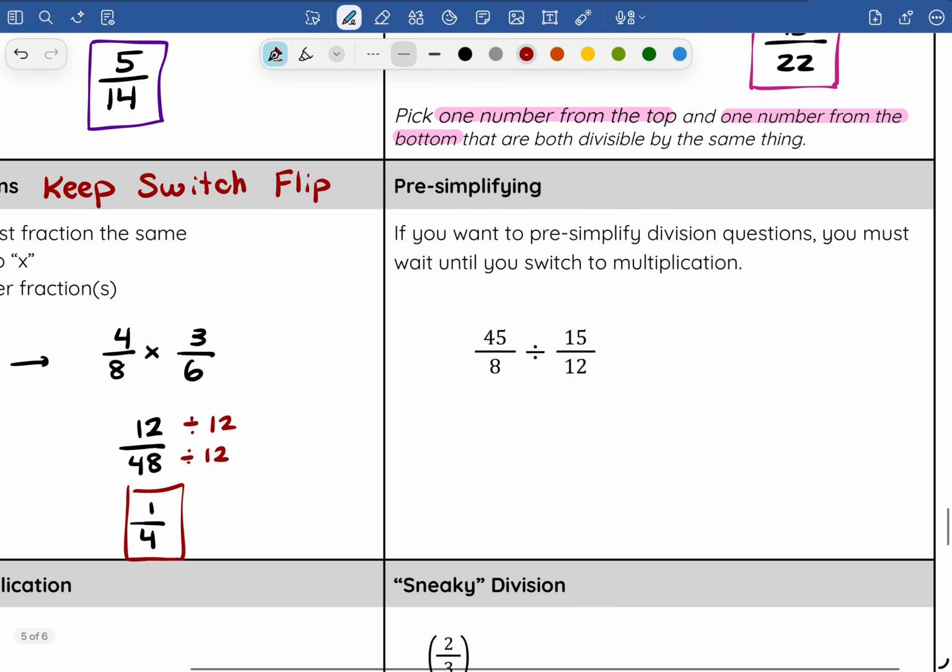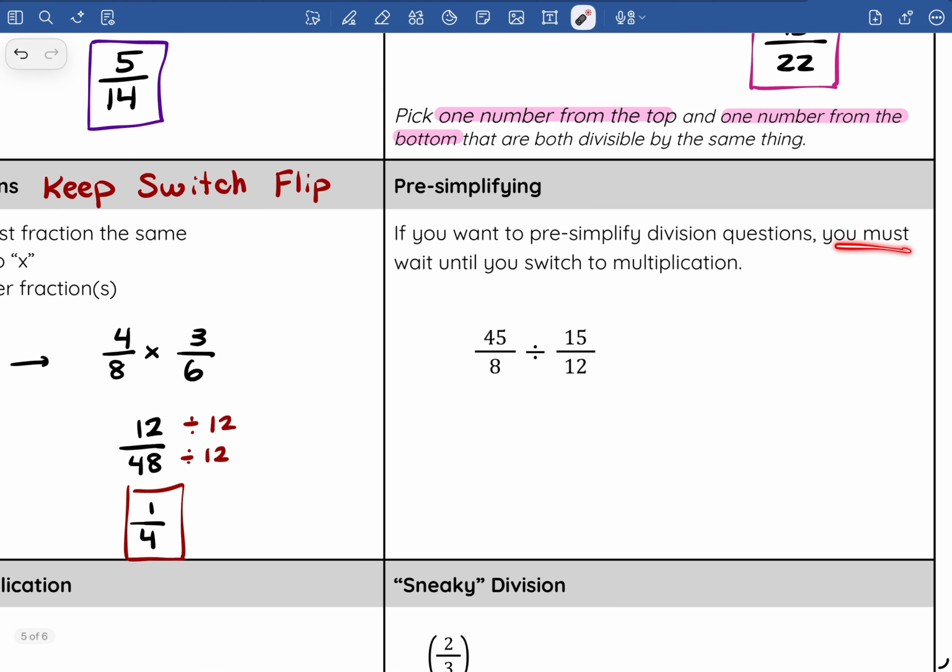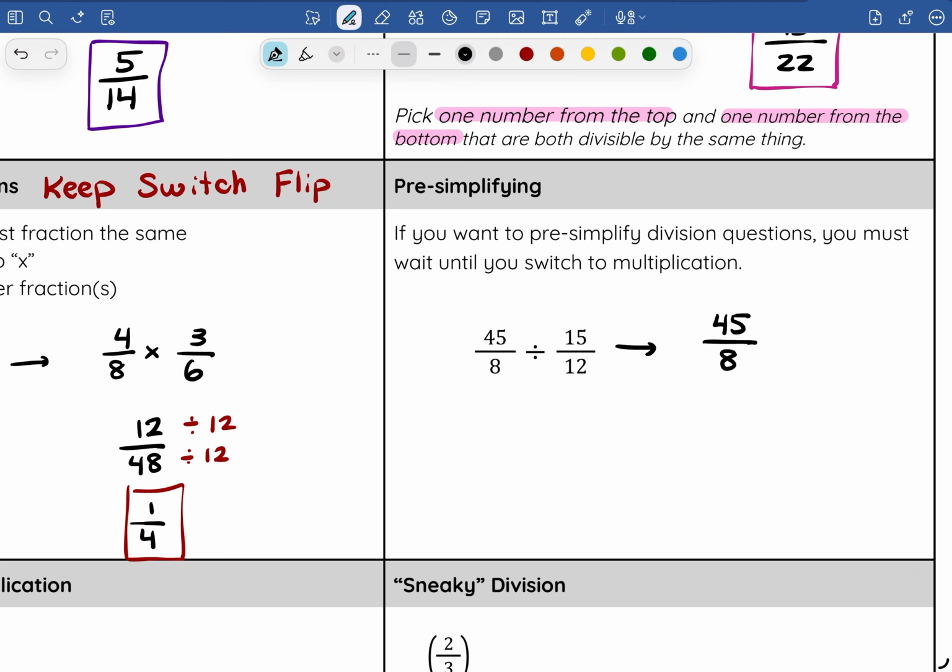Once the numbers get a bit bigger, we must wait until we switch to multiplication before we can pre-simplify. So pre-simplify does not work on division. So we go through and we keep, switch, flip. So keep the first fraction the same, switch to multiplication, and flip that second fraction. And now we can look at what jumps out as being things that we could pre-simplify.